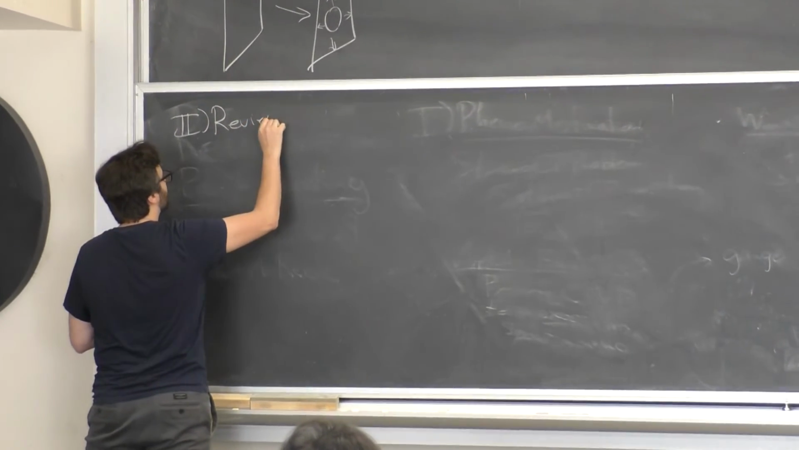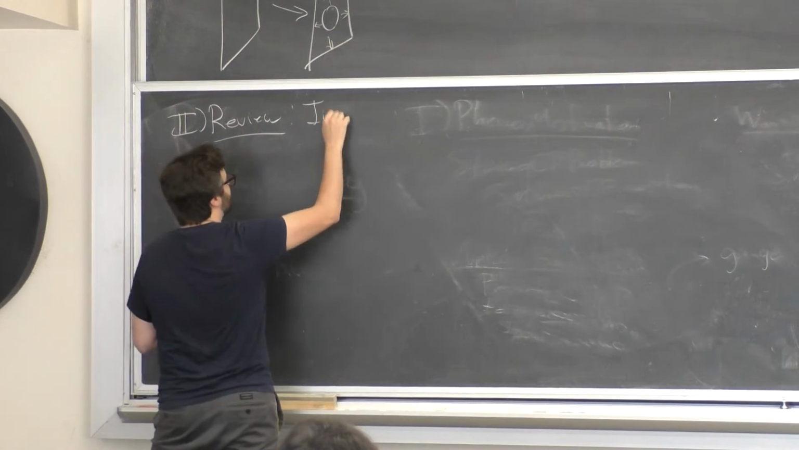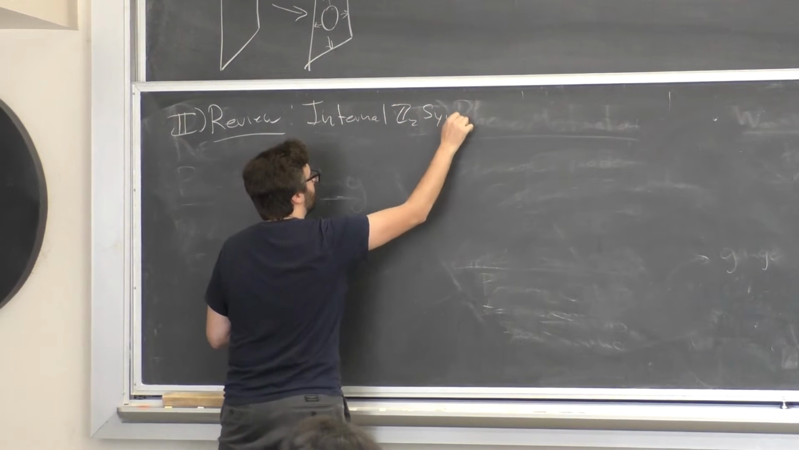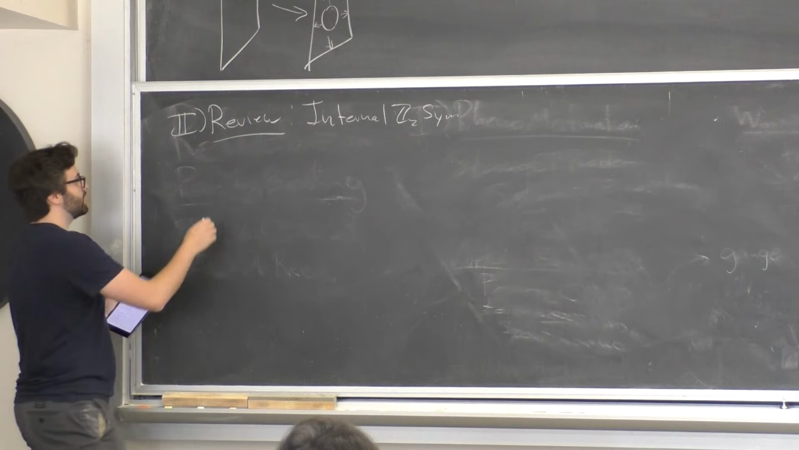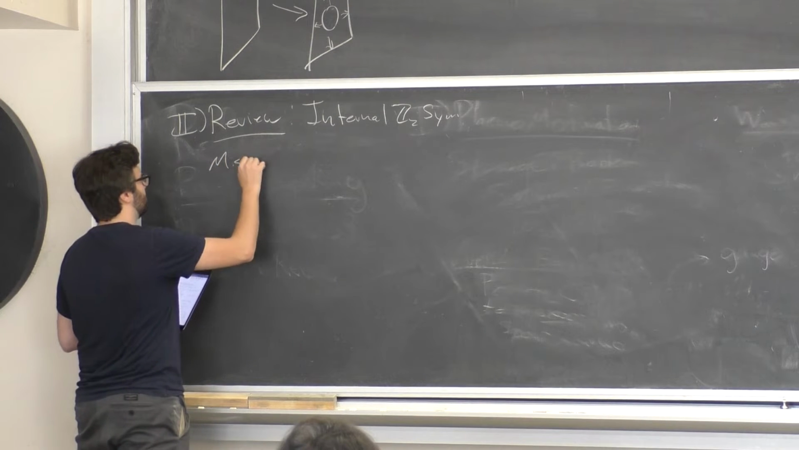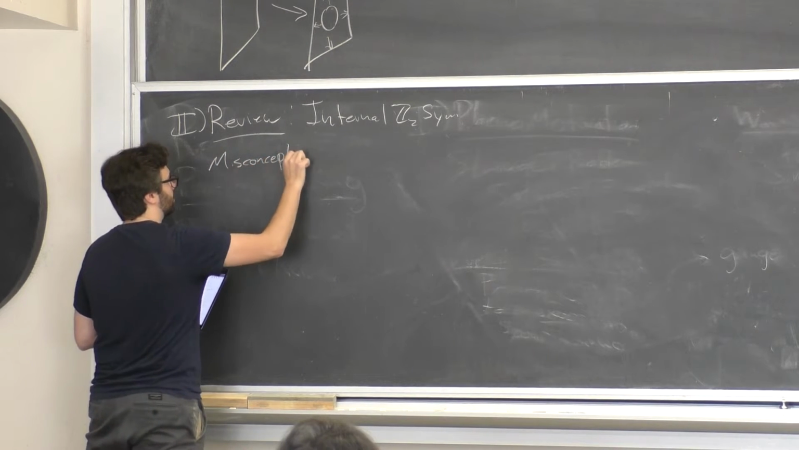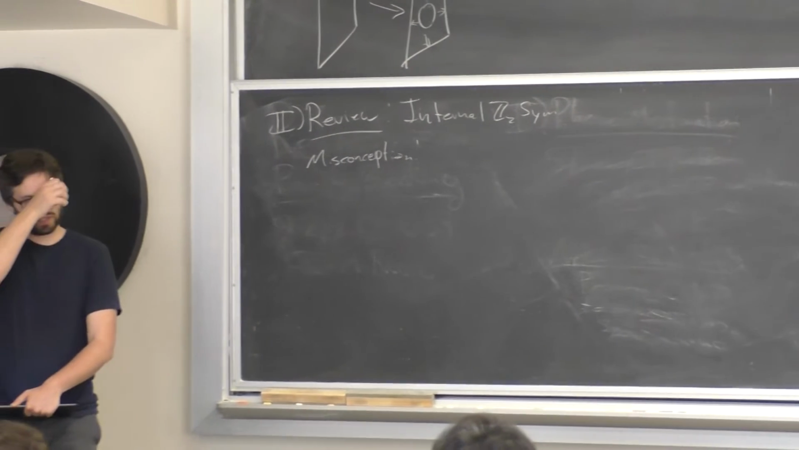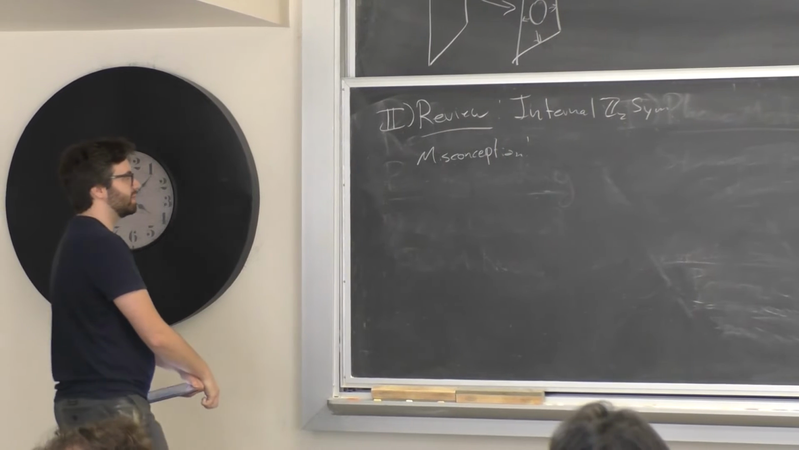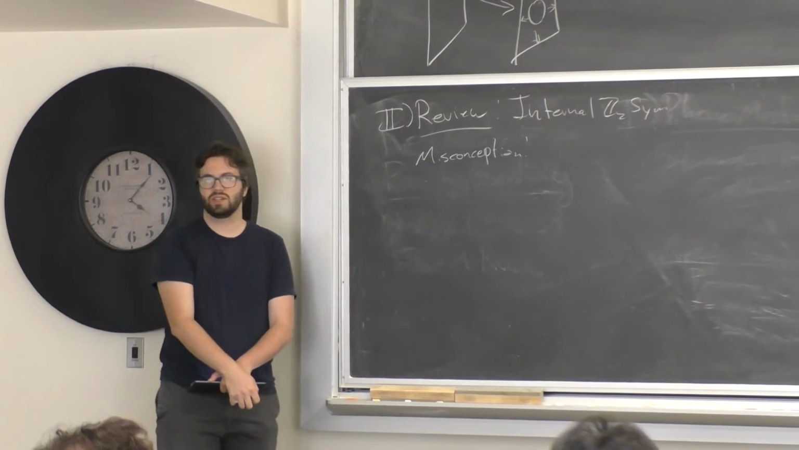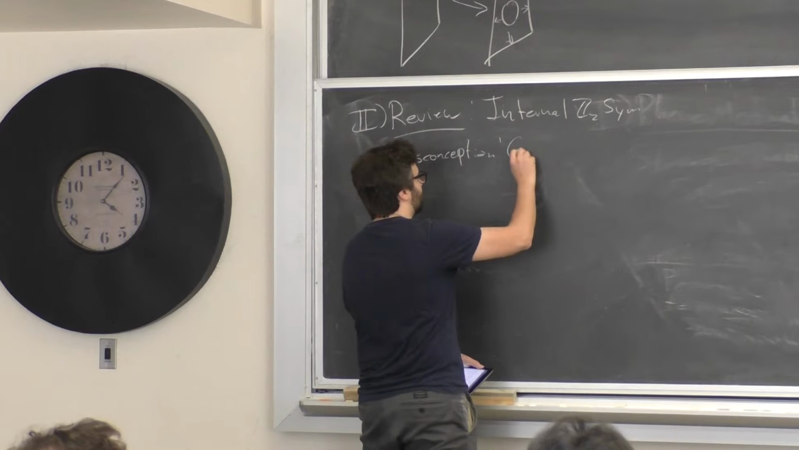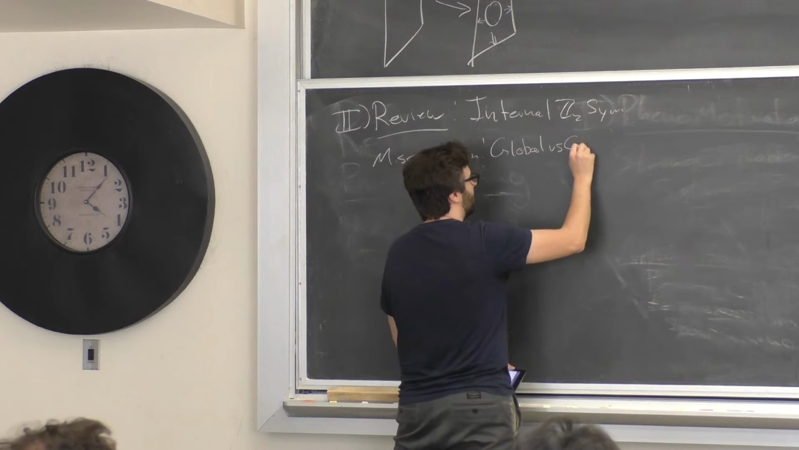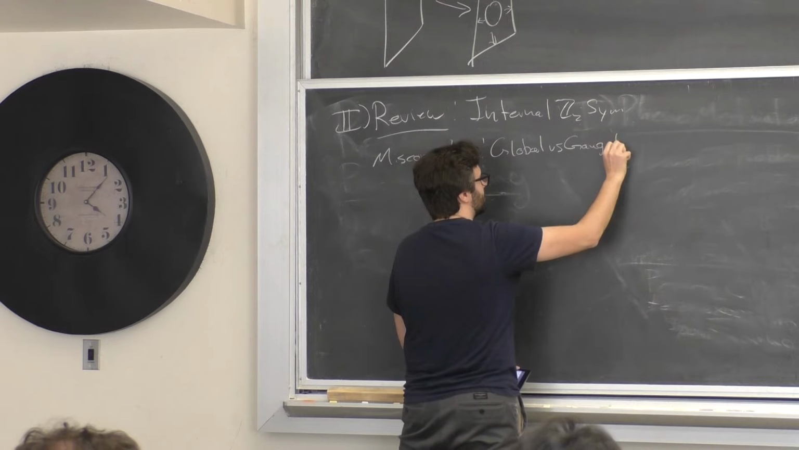So, review of an internal Z2 symmetry. The first thing I want to do is clear up a misconception. Frequently when people think about Z2 symmetries and you ask what is the difference between a global versus gauged Z2 symmetry, of course there's no local propagating vector boson, so it's not so clear what the distinction is.